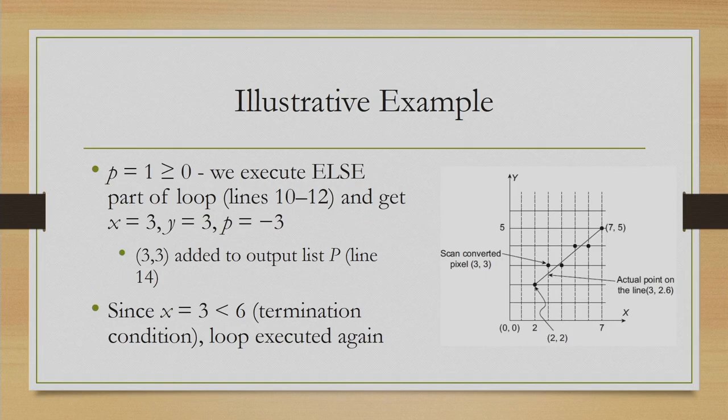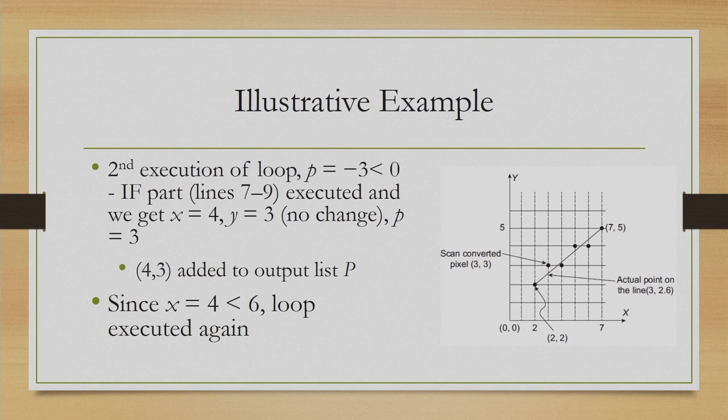Now, we have computed p to be 1, which is greater than or equal to 0. So, here the upper pixel is closer, that means we choose this one. We add this and update p with the expression to be minus 3, and this pixel is added to the grid. Now, this is not the end point, we have not yet reached the end point. So, we continue.